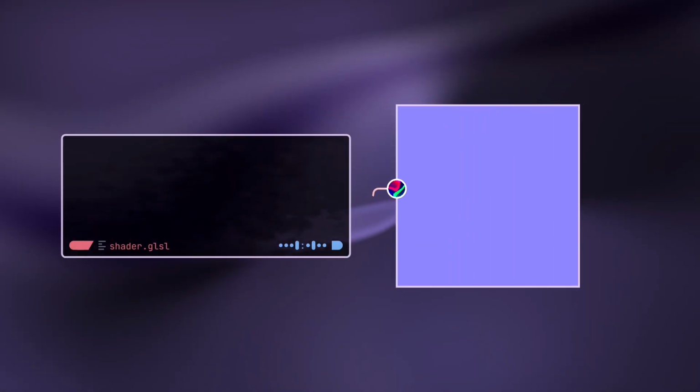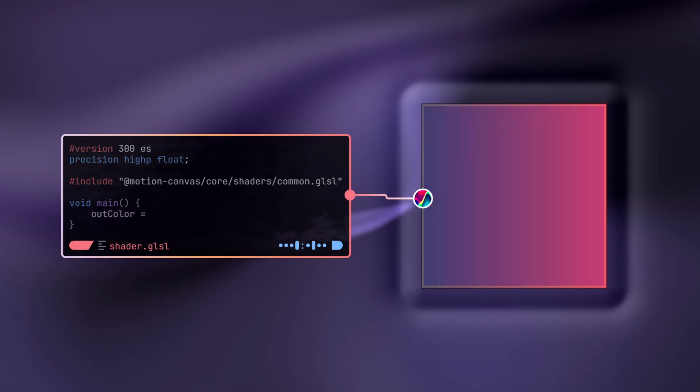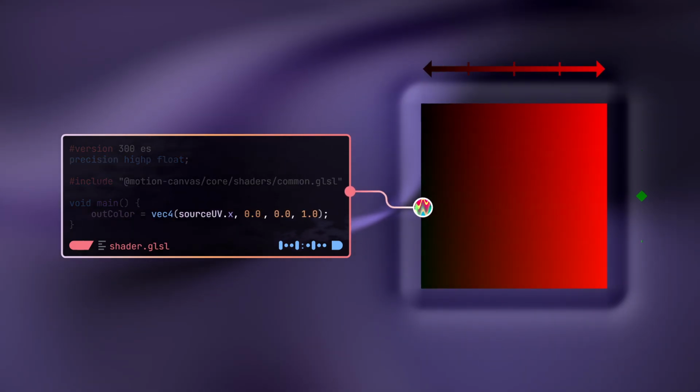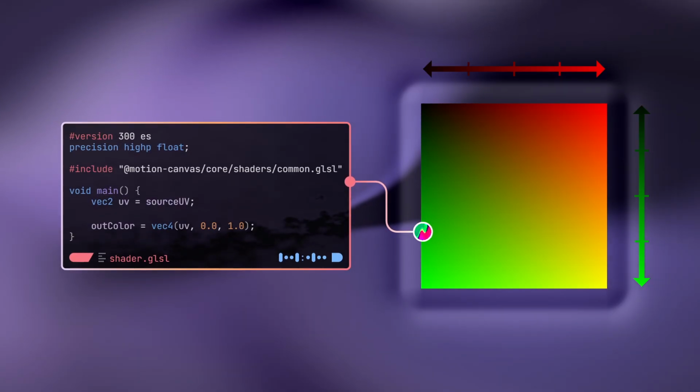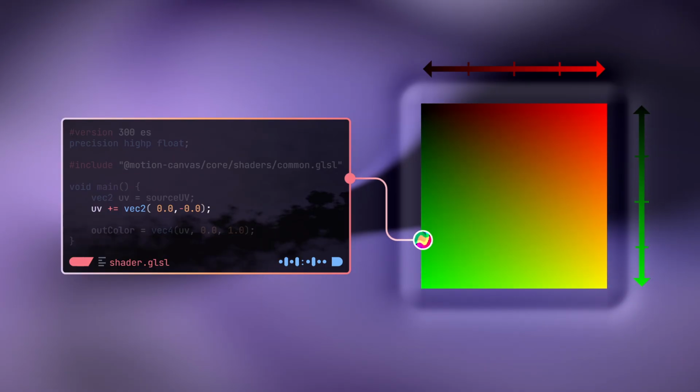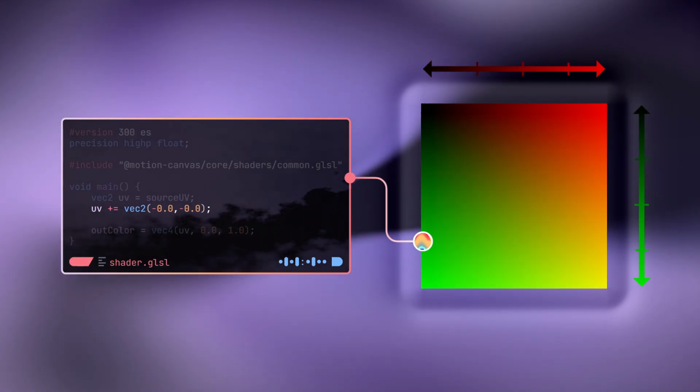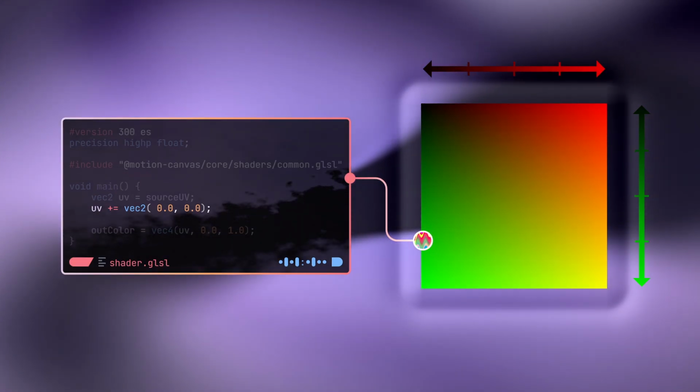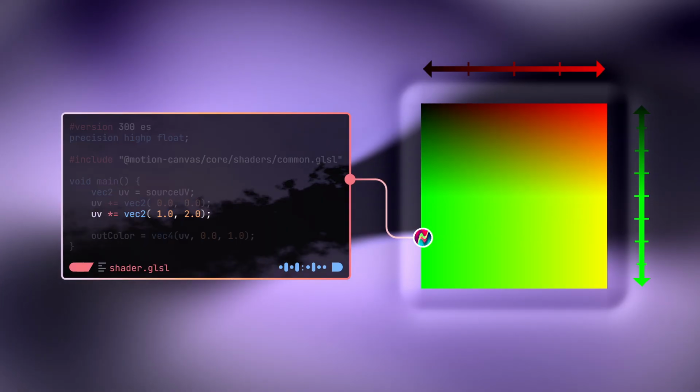UVs are coordinates that map fragments to positions on a surface. Because UVs are just numbers, we can transform them with math. Add to them and you shift everything. Multiply and you stretch.